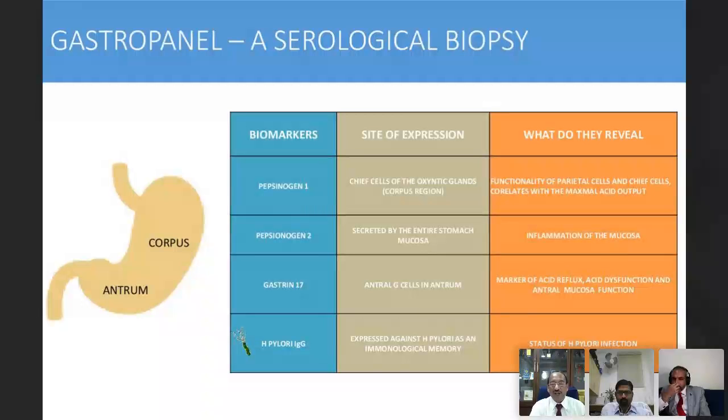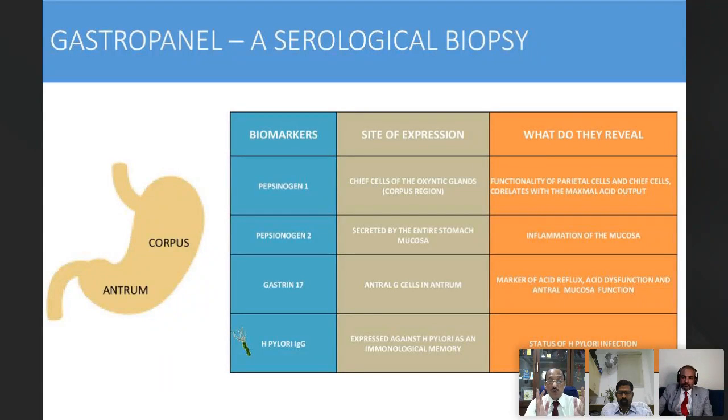In this gastro panel, we are looking at 4 things. Don't think I'm talking about anything else, but these are the 4 things: 1 is pepsinogen 1, 2 is gastrin 17, and then the H. pylori IgG. Pepsinogen 1 is produced by the chief cells, the oxyntic cells in the corpus region. And what do they reveal? The functionality of the parietal cells and chief cells correlates with the maximal acid output.